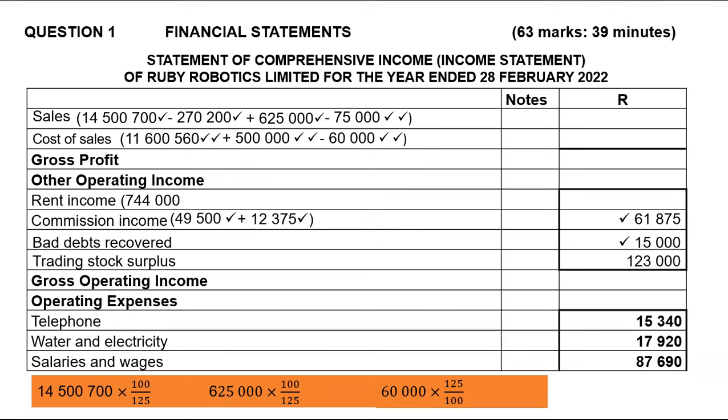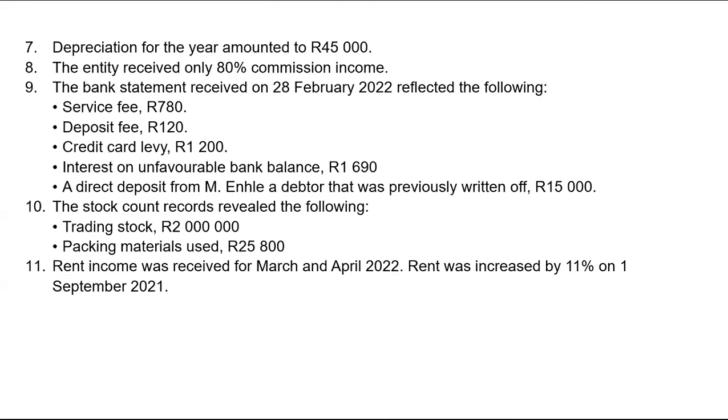Please note that if you don't put it as trading stock surplus, you write it as trading stock, that is incorrect because trading stock will be recorded under inventory. So it will be minus 1. Make sure you include the saying surplus, which is 2 million minus 1,877,000. That will give us 123,000. Yeah, right. We're done. Let's go to the next one.